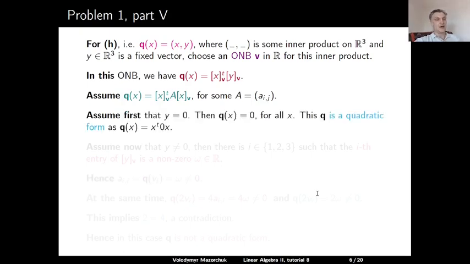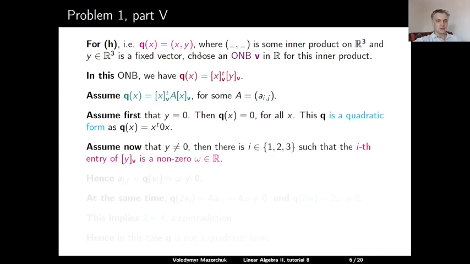So assume first that y is equal to 0. If y is equal to 0, then q of x is equal to 0 for any x from this expression. The scalar product of anything with the 0 vector is 0. Therefore, this is a 0 map, and the 0 map is a quadratic form. We can take as its matrix the 0 matrix. So q of x is equal to x transpose times 0 times x. So if y is equal to 0, this does define a quadratic form.